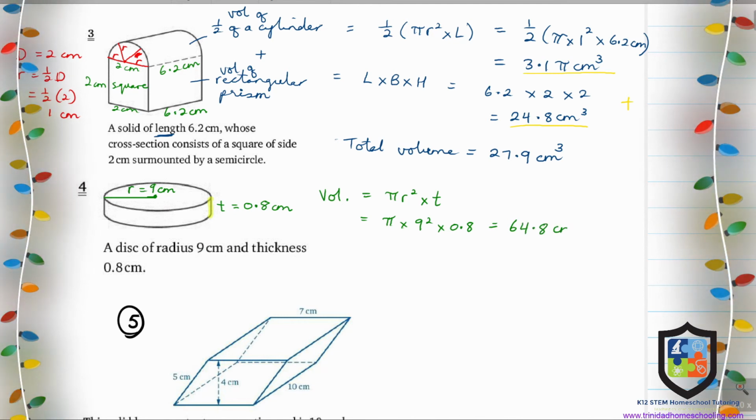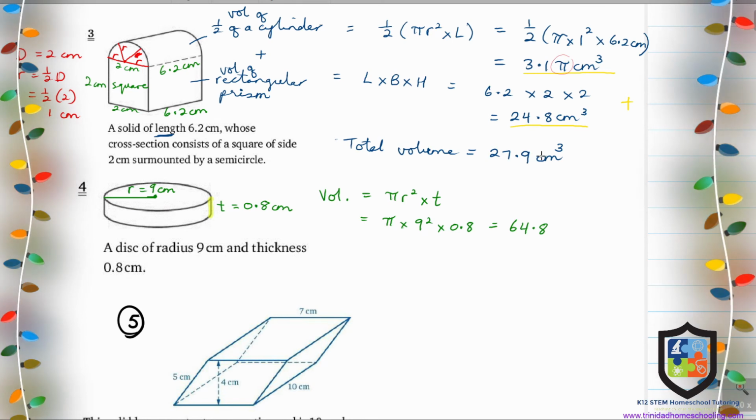64.8 centimeters cubed. Alright, so I left out pi, right? I was trying to not use pi. If you had noticed that, yes, I didn't include the pi here. So pi should be here. Let me just correct this.